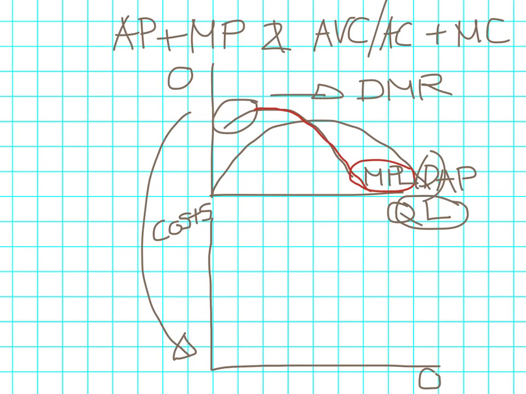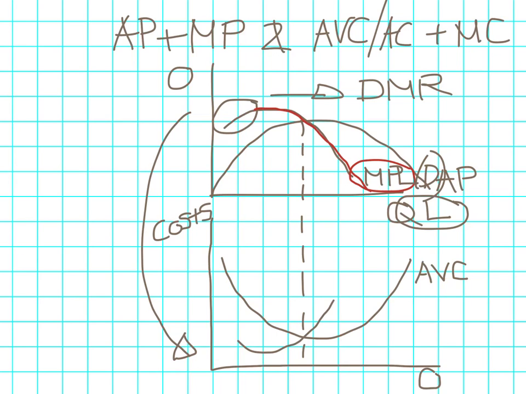But what we get is, if I draw a line down here, we're going to get, that would represent our average variable costs.